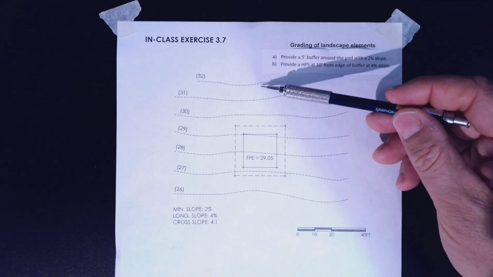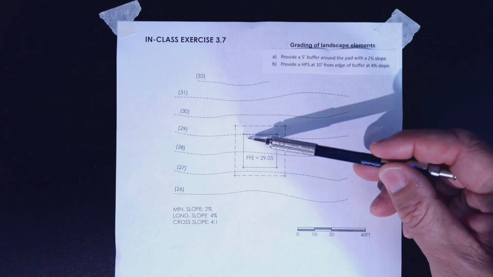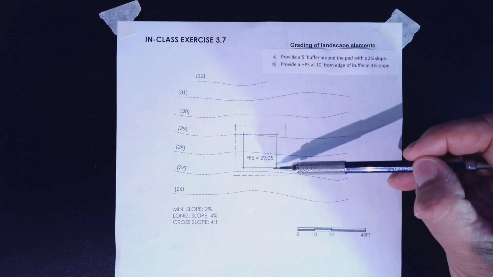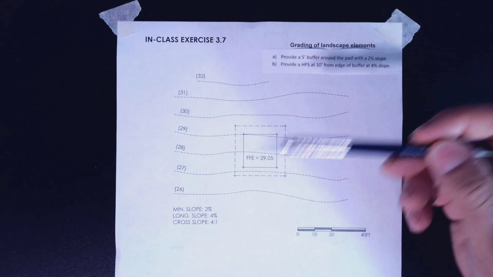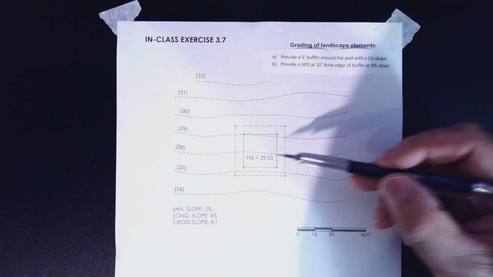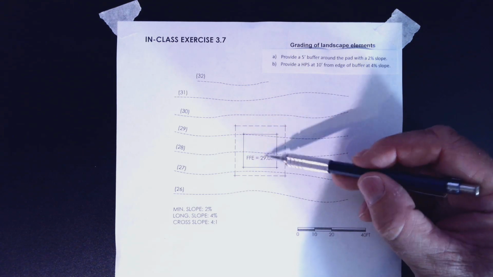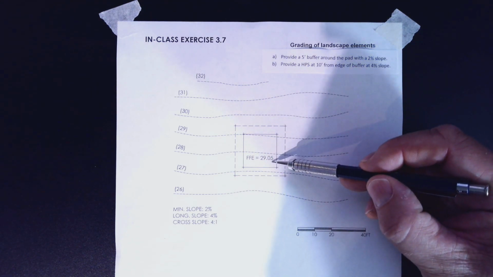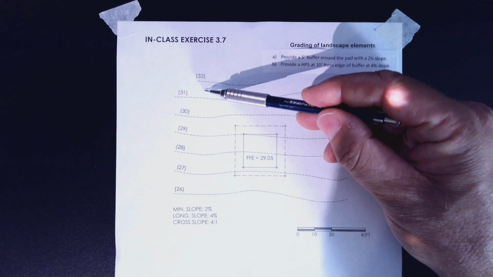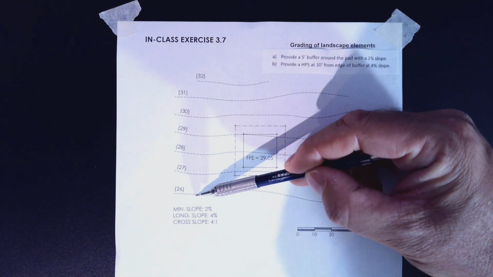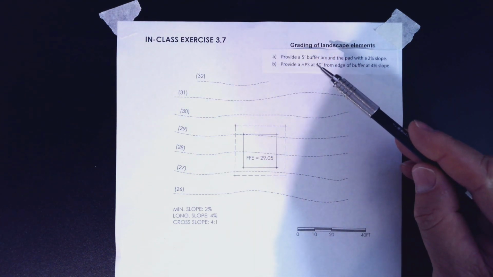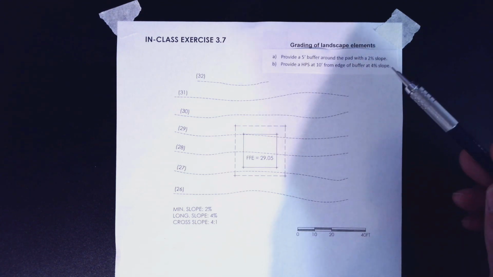How we do that is we create what's called a horseshoe swell. The slope is going downhill this way. There's a pad here with an elevation of 29.05. That means every corner, it's just a flat pad. It's a pad that you would put a building on. That means each corner of this pad is 29.05. That's the elevation. This is on the side of a slope going from 32 down to 26, 1-foot contour intervals. What you're going to do is provide a 5-foot buffer around the pad with a 2% slope.